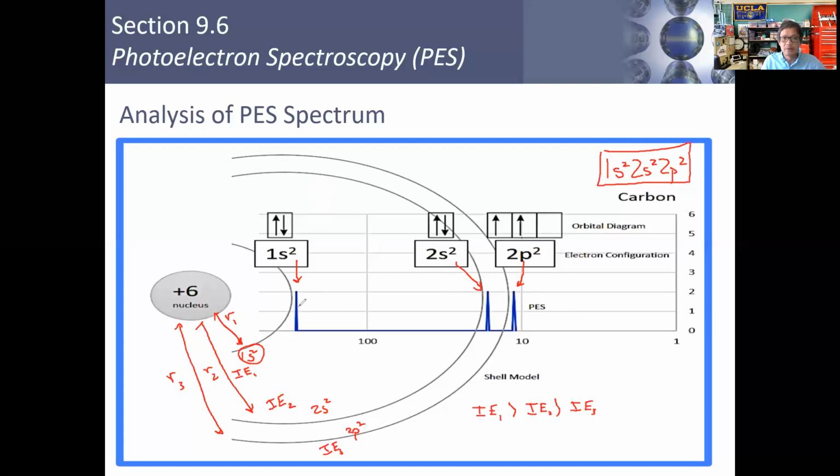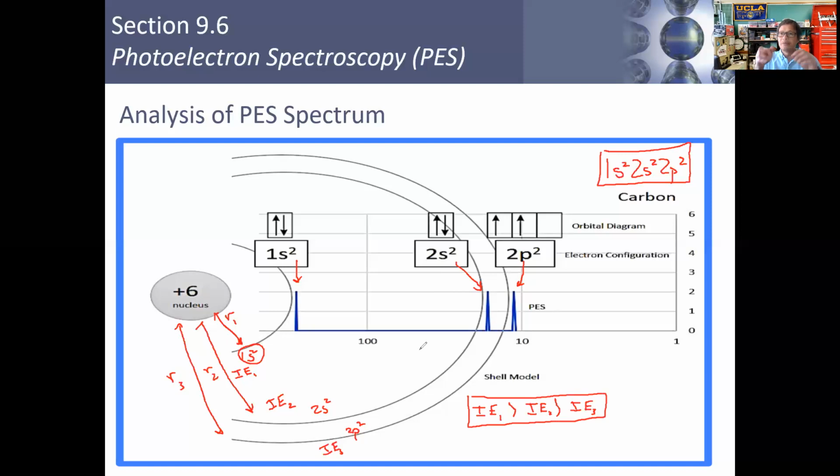Okay, and so I like this diagram because it allows you to see that this peak here corresponds to these electrons here. This peak here corresponds to the 2s orbital here, and these represent the 2p. Okay, all right. So there we have it. We've located the peaks, and we've located which electrons they refer to.